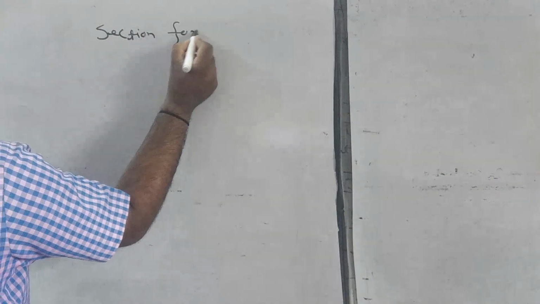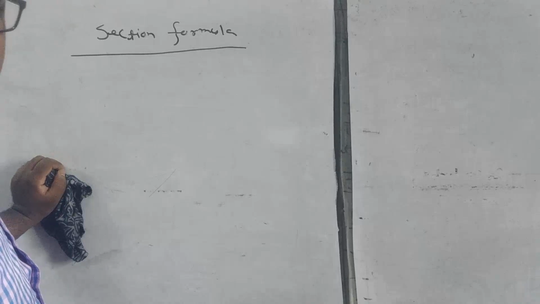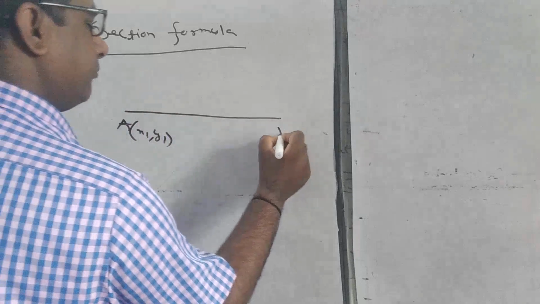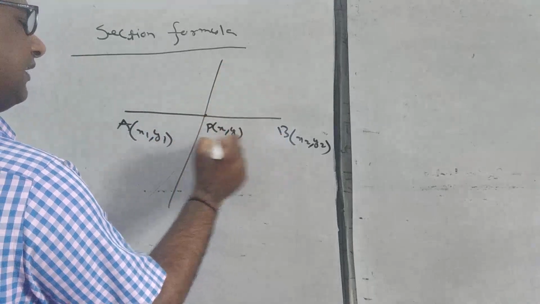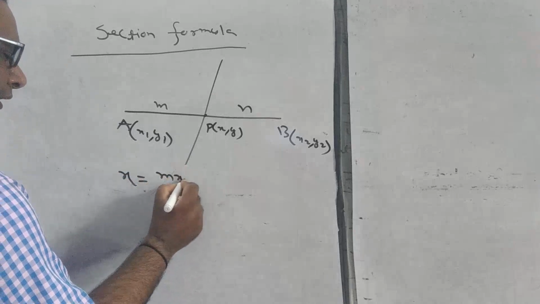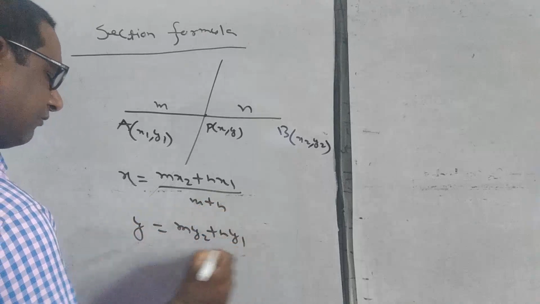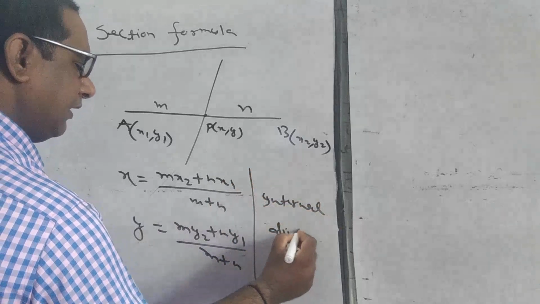Then we move to section formula. Section formula is a formula which gives the coordinate of a point which divides the given line segment in a ratio m is to n. Means suppose a point A is given, B is given, and this AB line segment is divided by a point P(x, y) in the ratio m is to n. So in this case, the coordinate of x is equal to (mx2 plus nx1) upon (m plus n), and y is equal to (my2 plus ny1) upon (m plus n). This is for the internal division.